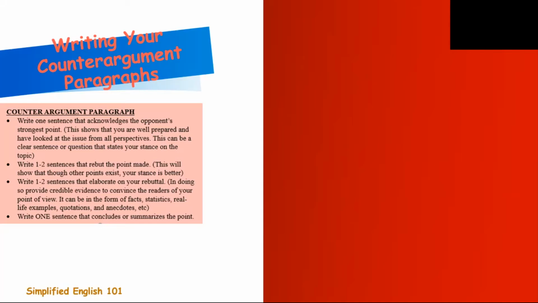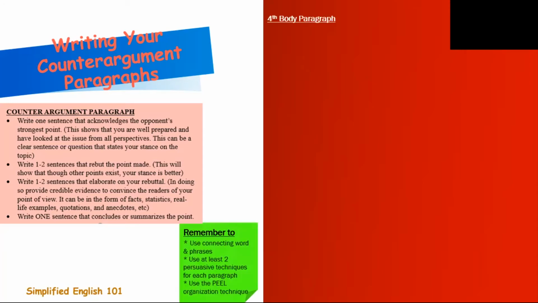So we're using the PEEL technique. Once you've done that, you're expected to write 1 or 2 sentences that rebut this point. Then you're going to write 1 or 2 sentences that elaborate on the rebuttal. You're going to use facts to do so, work on the emotions as you've been doing, and then you are going to conclude. Do not forget to use your connective words and phrases, use the persuasive techniques, and use the PEEL technique. Your counter-argument paragraph is going to be the 4th body paragraph.